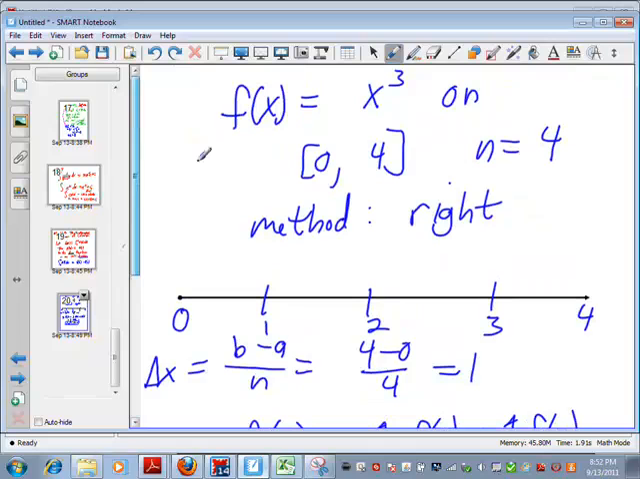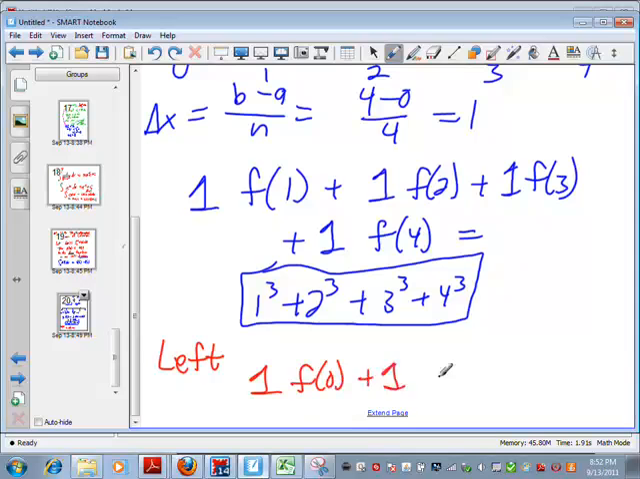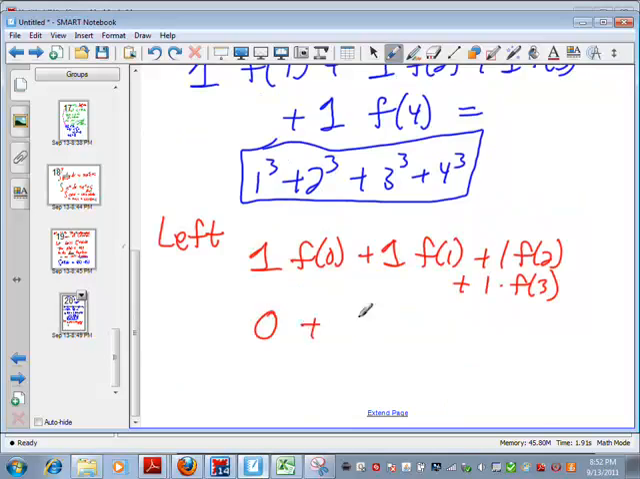Questions about this? This would be funky, but it doesn't matter. You're just plugging in points. So the left, we'll put it in red. So the left endpoint method: 1 times f of 0 plus 1 times f of 1 plus 1 times f of 2 plus 1 times f of 3. A useless 0 plus 1 squared plus 2 squared plus 3 squared.